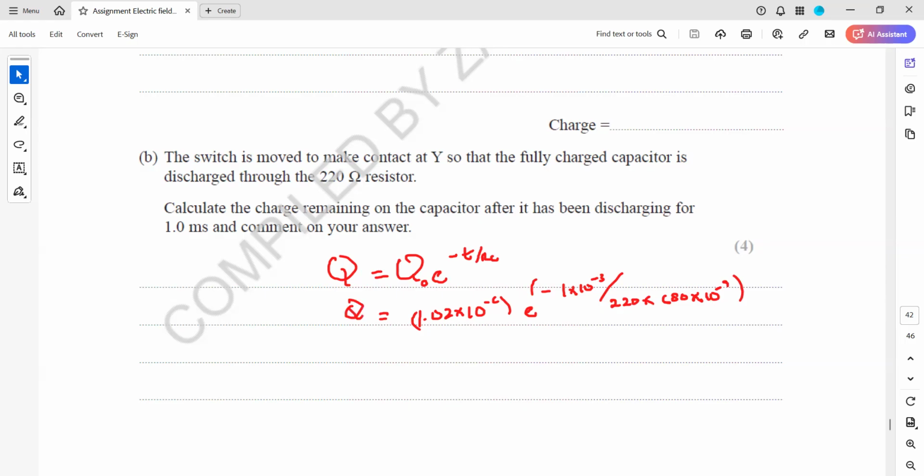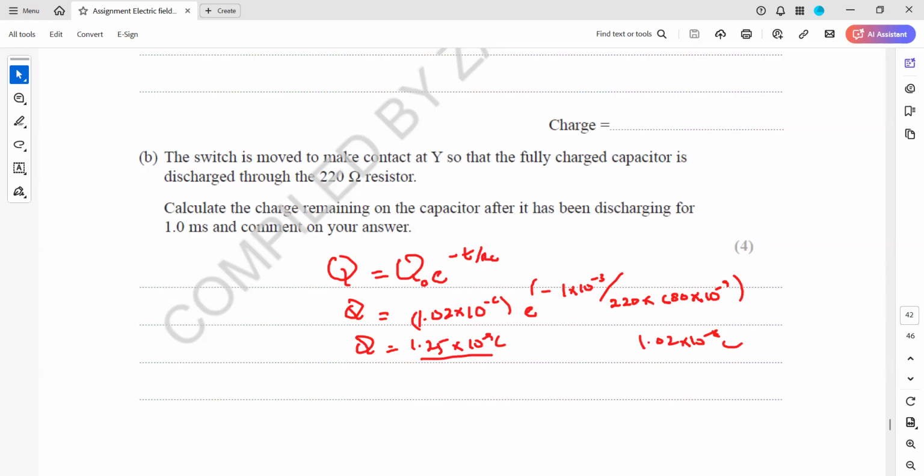We just have to simplify this. So what is the value for Q? It will be 1.25 times 10 to the power minus 9 coulomb. And we can compare this value with the original value. The original value is 1.02 times 10 to the power minus 6 coulomb, and the new value is 1.25 times 10 to the power minus 9 coulomb.